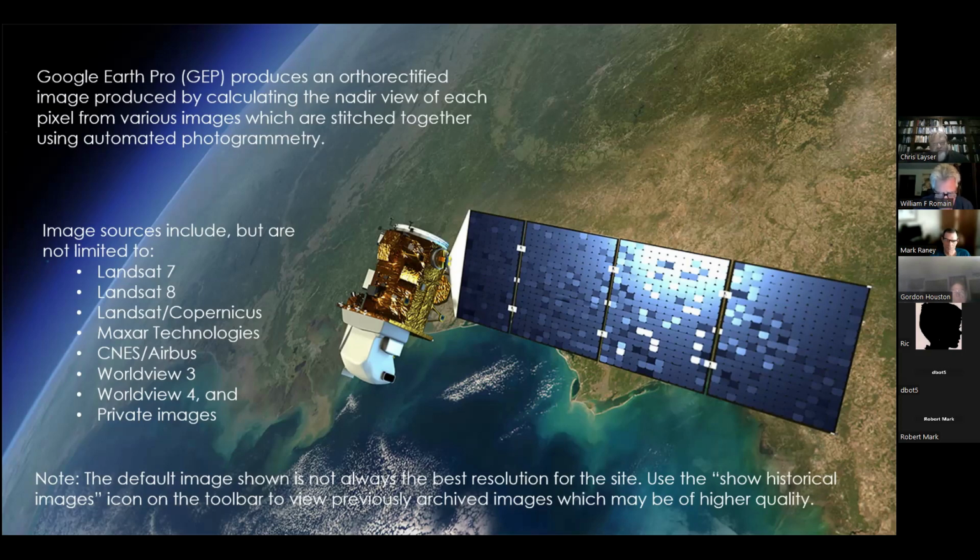That's the show historical images icon, and you can click that, and a slider will come up where you can actually go back in time and pick a different view. So we have multiple sources here. Some of the older Landsats, of course, aren't going to have as good a resolution. But if you slide back and forth, you can pretty much find for where you're at what's going to be the best.